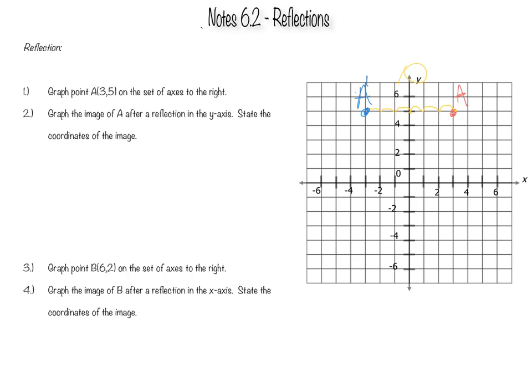So now let's graph point B on the graph. So point B is (6, 2). So from point (0, 0), we go right 6, up 2. This is point B. Now we need to make a reflection of B.